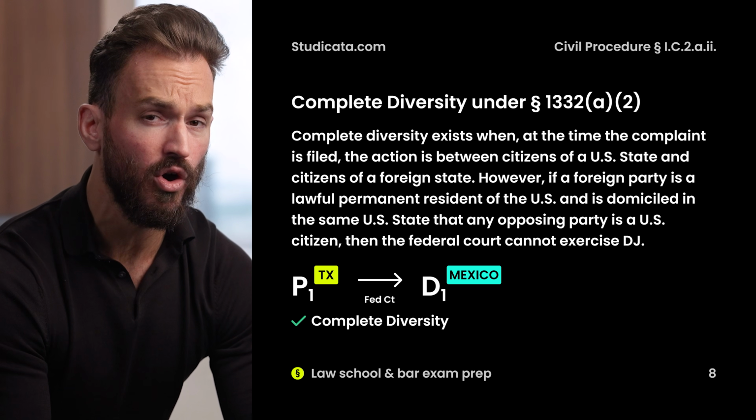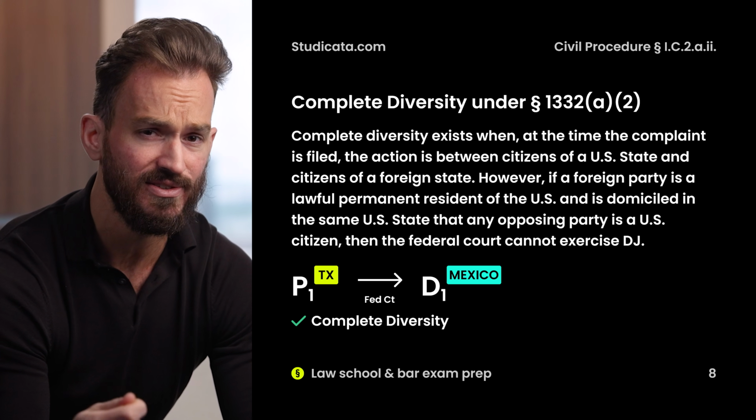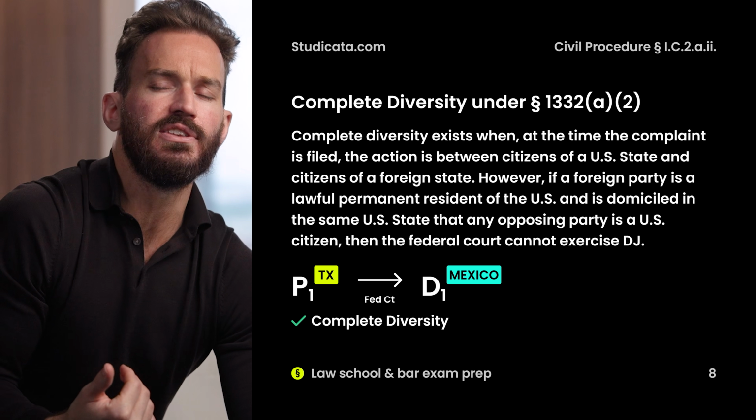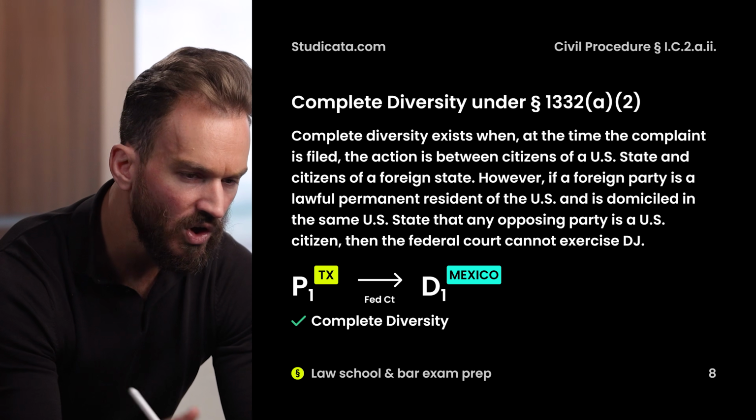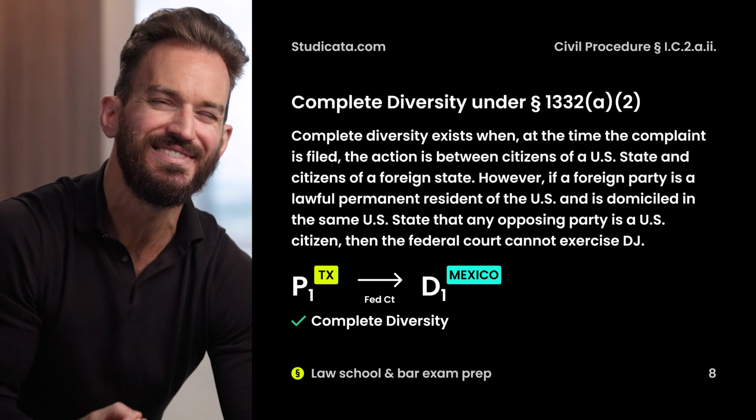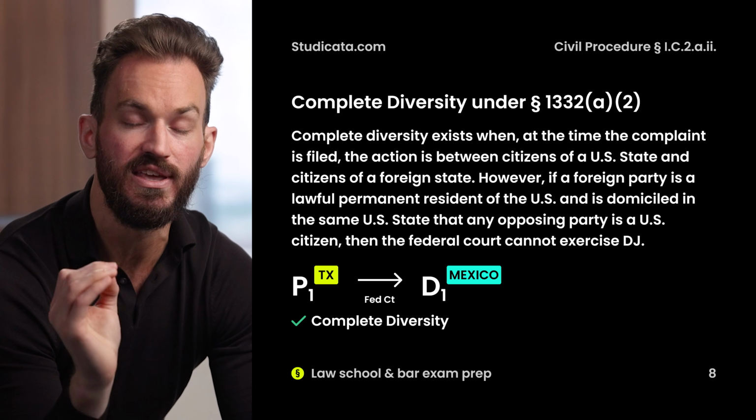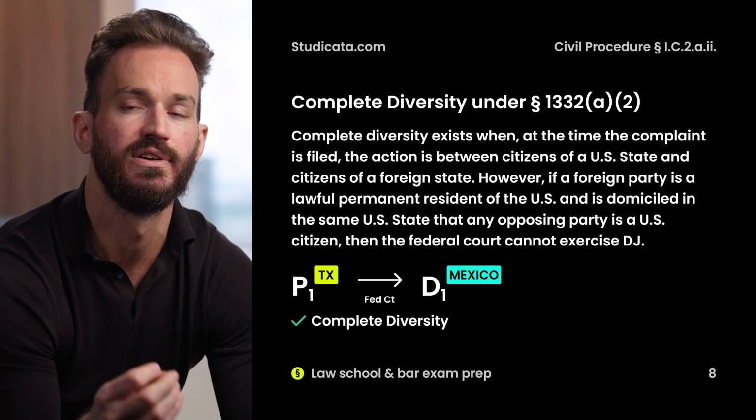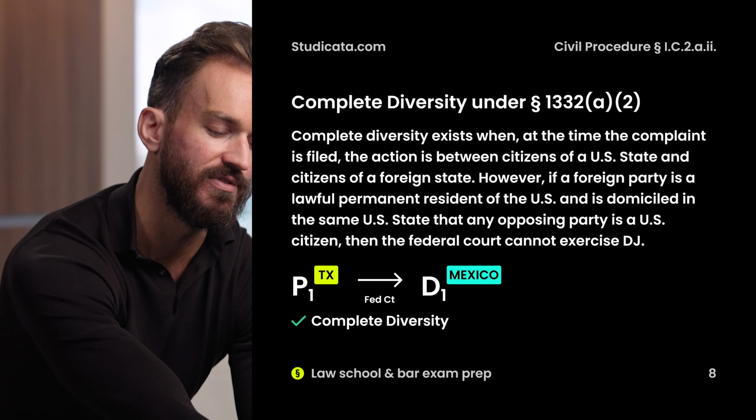Okay, it gets more difficult when we see that the foreign party has lawful permanent resident status and they're domiciled in a U.S. state. Domicile just means it's a place where a person lives with the intent to remain indefinitely. Wherever you're living right now, whatever state that is in, as long as you concurrently have the intent to remain there indefinitely, then that's your state of domicile. It's basically where you live with the intent to remain indefinitely.